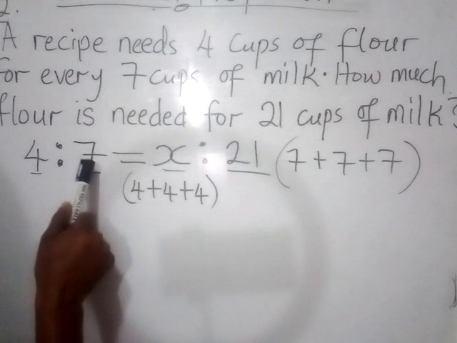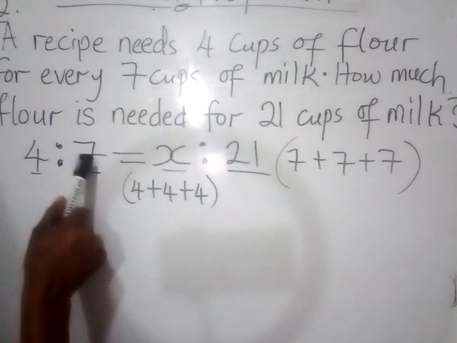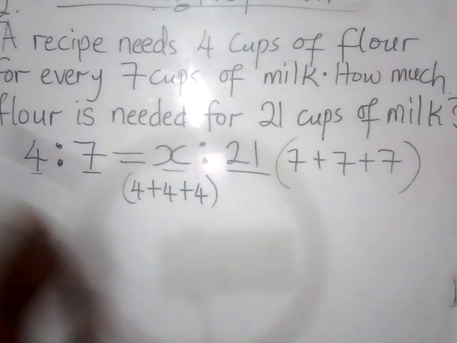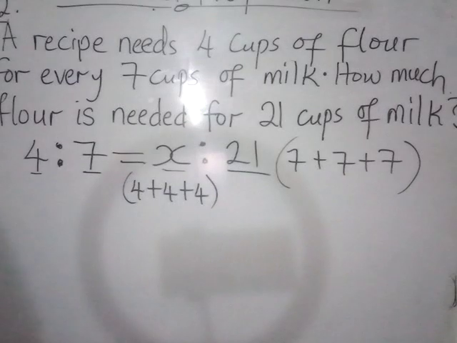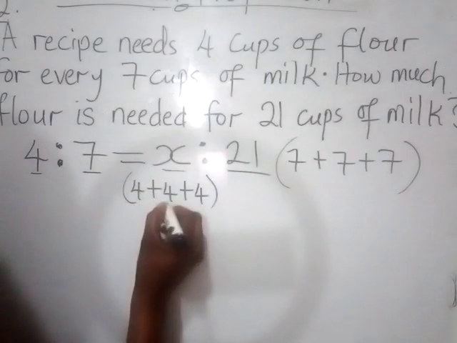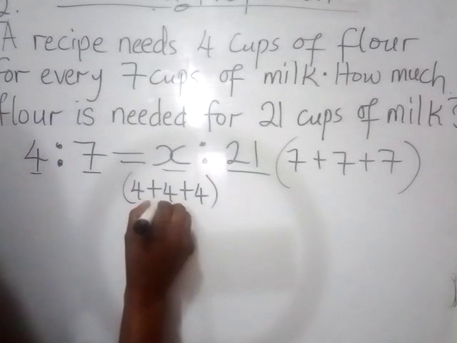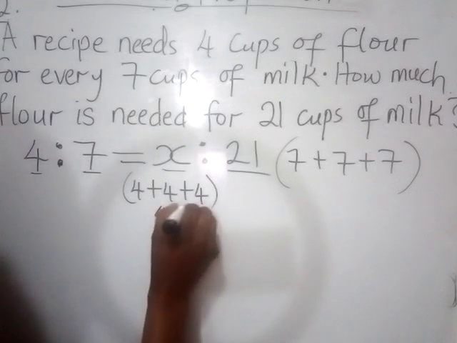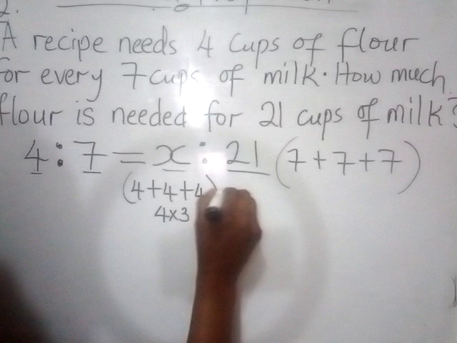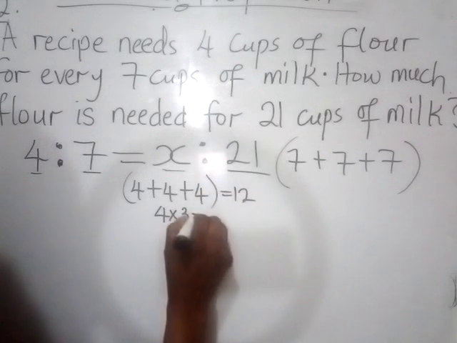So since 7 has increased to 21, it means 7 is multiplied by 3. The same thing you will do to 4. 4 is also multiplied by that 3. Okay? So if you add 4 plus 4 plus 4, or you simply do 4 times 3, your answer will be 12. 4 times 3 is what?